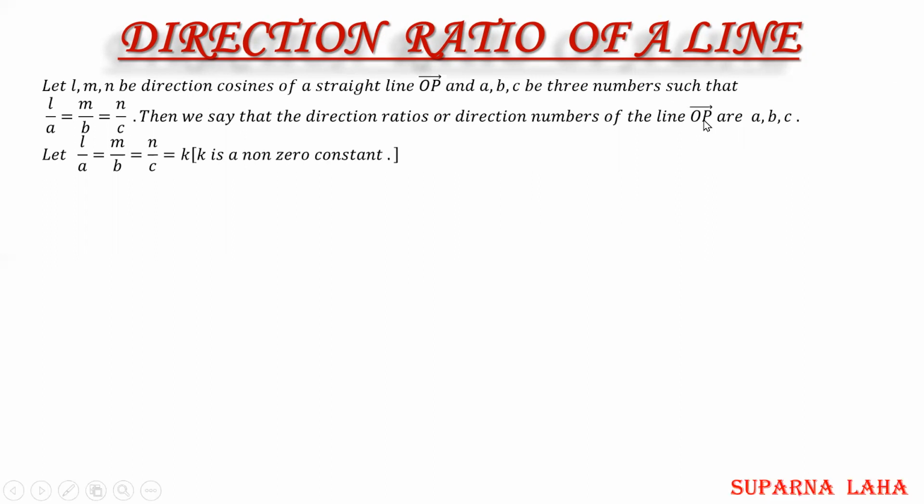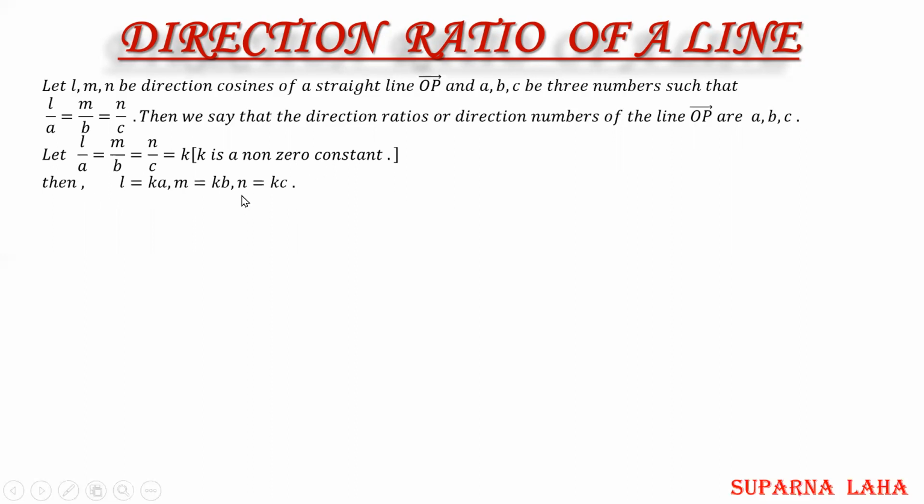Okay. Now what is the relation between this l, m, n, the direction cosines, and the direction ratio a, b, c? Since these ratios are equal, we can take them equal to a constant k, which is definitely a non-zero, arbitrary constant. So l is a into k, m is k into b, n is k into c.